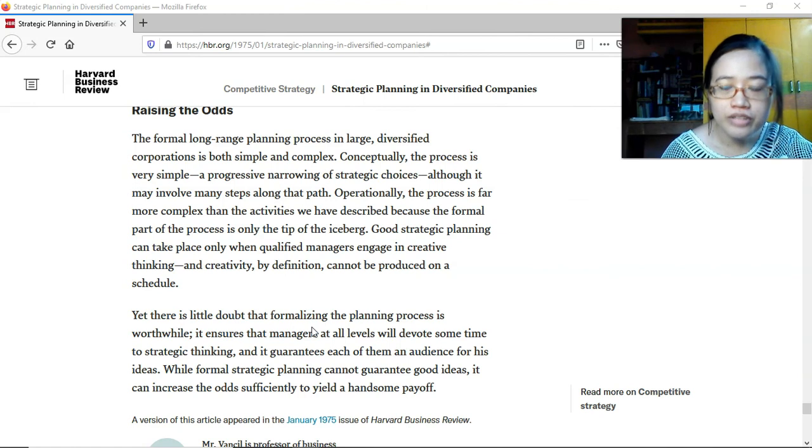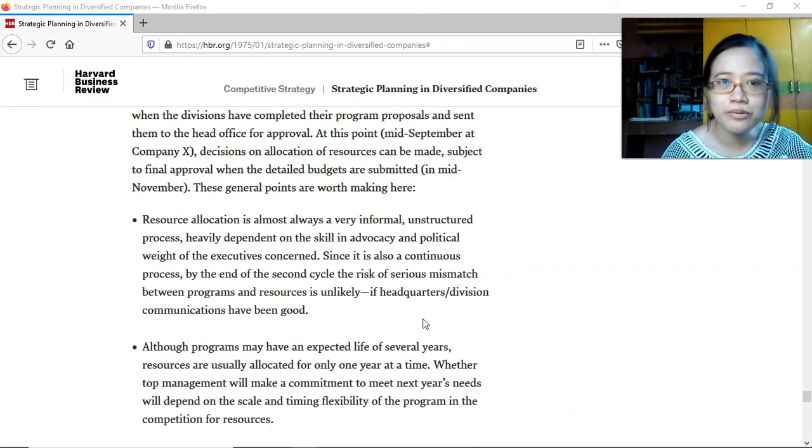There is little doubt that formalizing the planning process is worthwhile. It ensures that managers at all levels will devote some time to strategic thinking, and it guarantees each of them an audience for his ideas. While formal strategic planning cannot guarantee good ideas, it can increase the odds sufficiently to yield a handsome payoff. Okay? I think I missed a certain section dito.